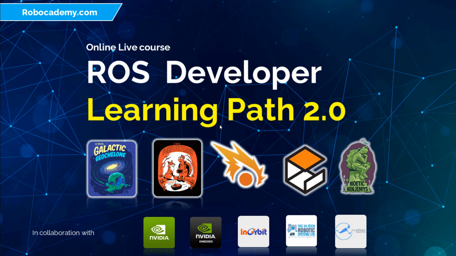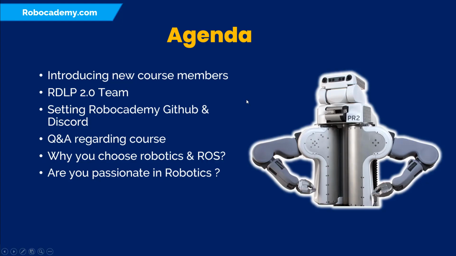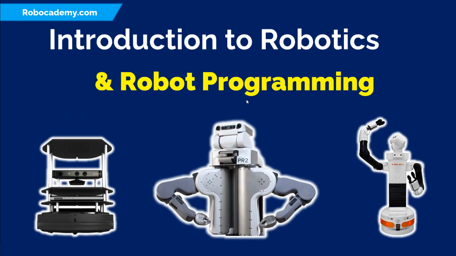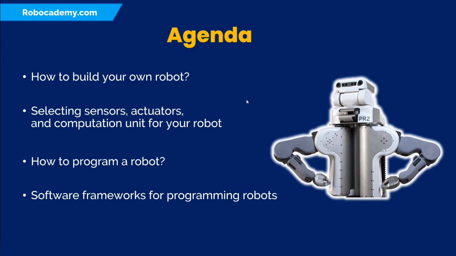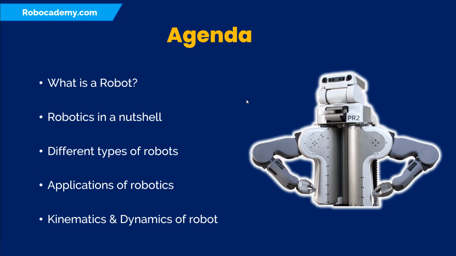Okay. So in the last class, we discussed some aspects of the course, and we just started with the basics of robotics. Then we jumped into the robotics concepts, right? We discussed what is a robot, and then we are planning to discuss these topics.